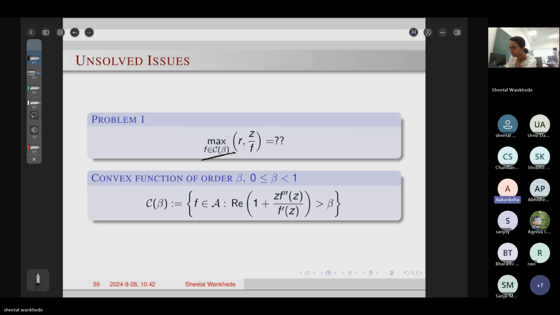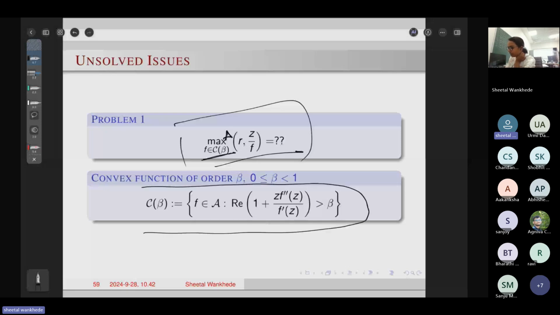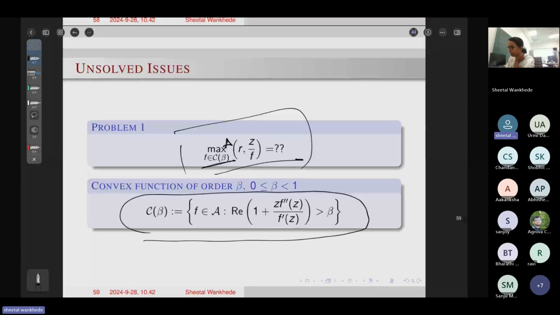Can you go back to the slide? I'll mention this on the next slide. Okay, this one. So already we see, for the class when f belongs to S, this is the area of the function z by f, when f belongs to this C beta class. C beta class is a generalization of the convex class. So what is the area of this function? That was settled in this paper.